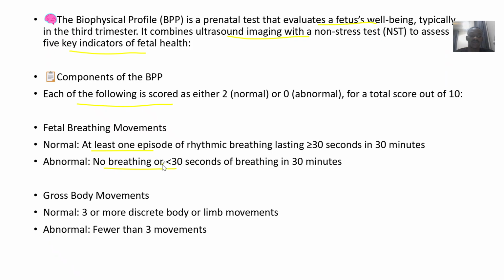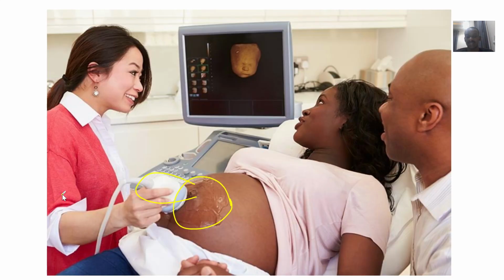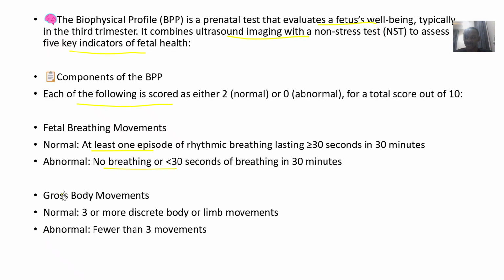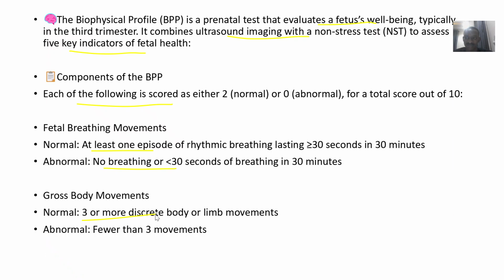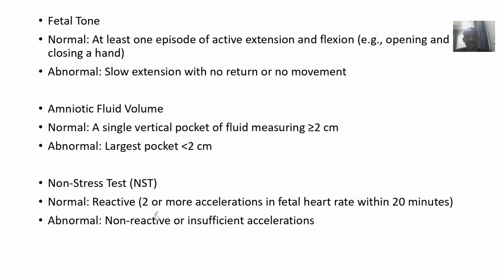All right. Then the gross body movement. When you see the baby, you should be able to see at least 3 or more discrete body movements. The baby likes the amniotic fluid, so it's just moving freely. If it is abnormal, then you have fewer than 3 movements throughout when you saw the baby in 30 minutes.